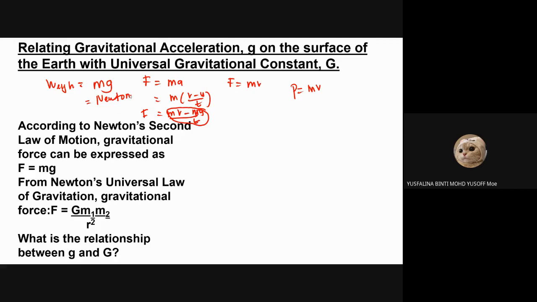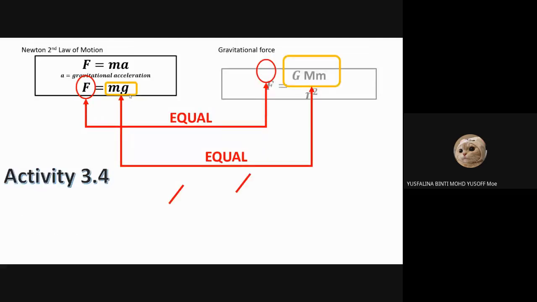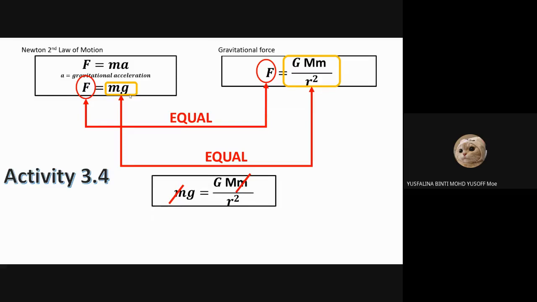Okay, very good. So according to Newton's second law of motion, gravitational force can be expressed as F equals mg. From Newton's universal law of gravitation, the gravitational force is F equals G m1 m2 divided by r squared. So what is the relationship between g and G? For this one, the force is actually equal. If both F are equal, we can put that mg equals GMm over r squared.